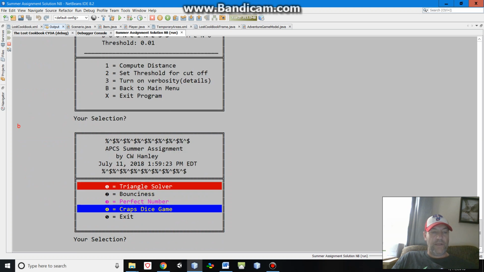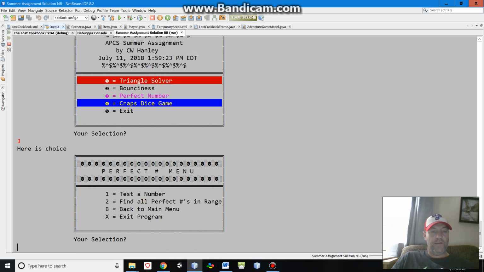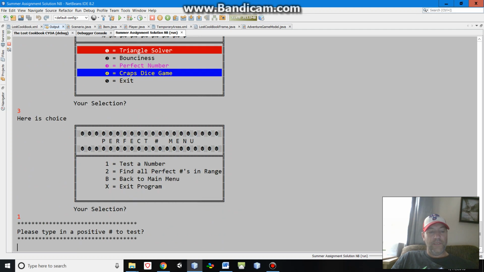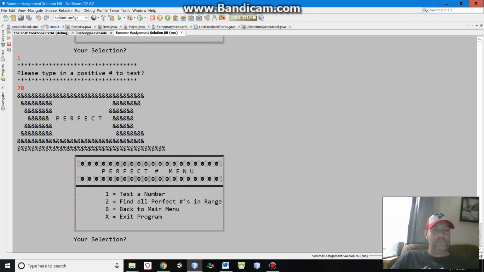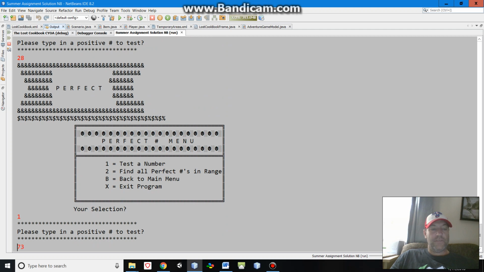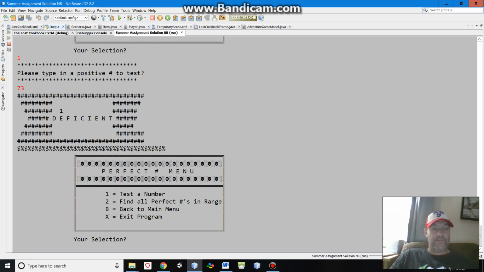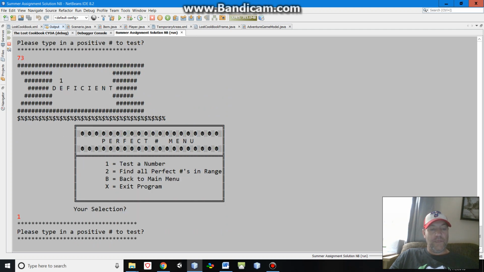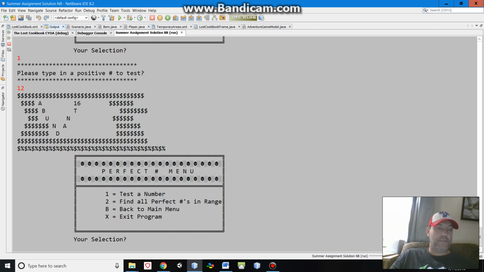We have the perfect number calculator. Nice little sound effect there. 28 is a perfect number. The sum of the proper factors equals the number itself. Certainly 73 is a deficient number. I bet 12 is what? Abundant. So you can see the number of factors is 16. Boy, that's a neat way I have of printing it out. I've got some style in these things.